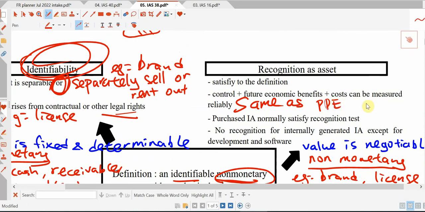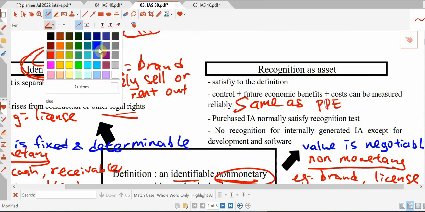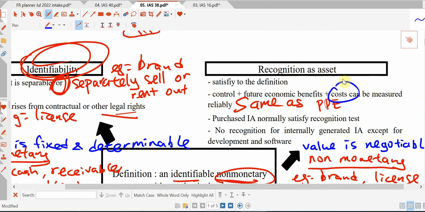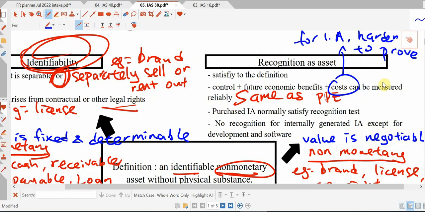Now, but one problem, for intangible asset, cost can be problematic. So for intangible asset, it is harder to prove, because we cannot see, cannot touch. You want to prove the cost is a bit more difficult. So that's why the accounting standards say, if you buy, then okay.